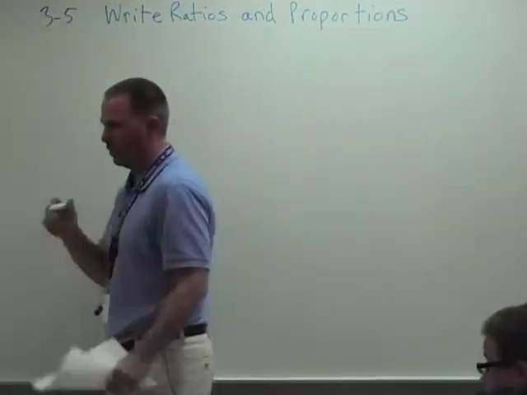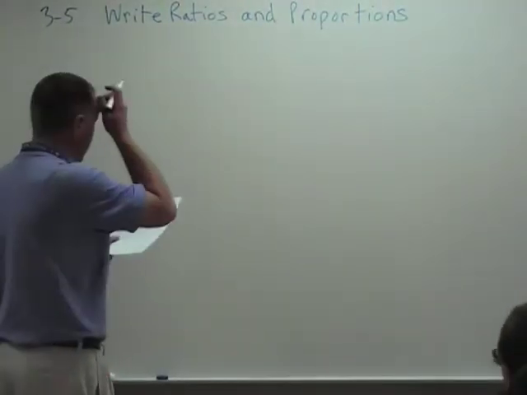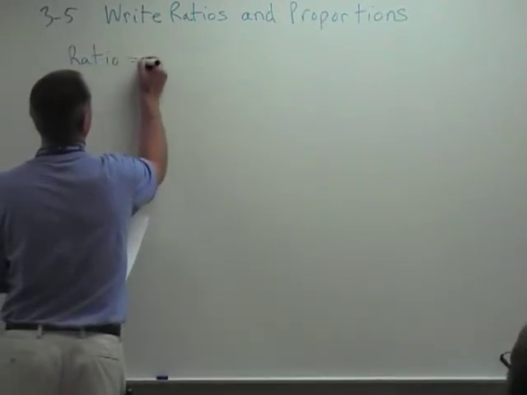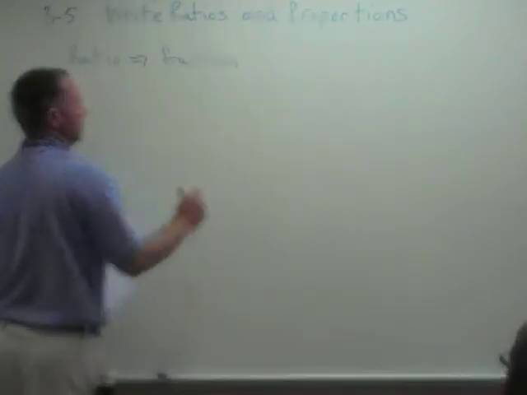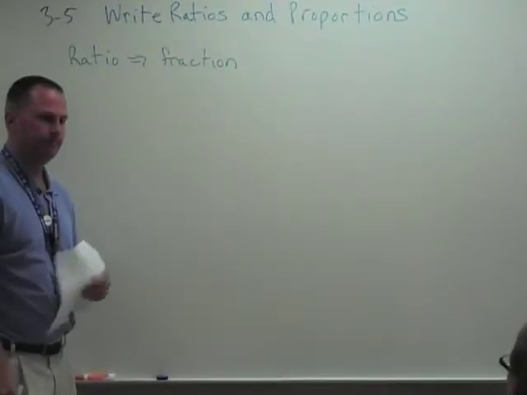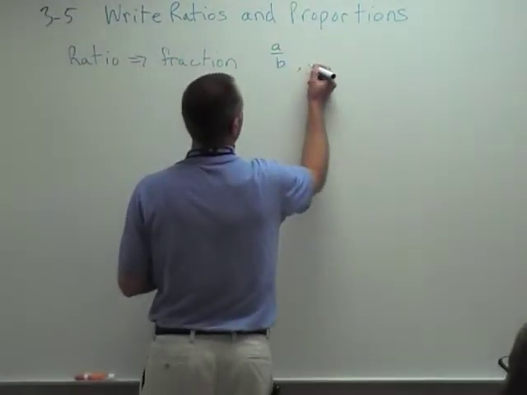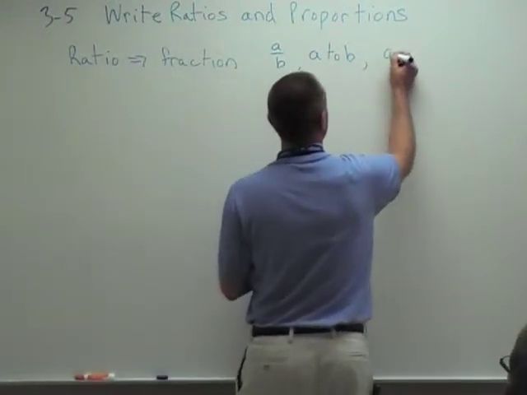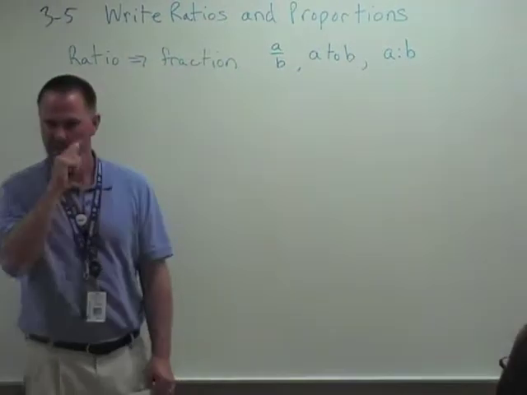By ratios and proportions. Okay, pretty simple review for today. A ratio is nothing more than a fraction. So it can be written as A over B, it can be written as A to B, or it can be written as A:B. Okay?